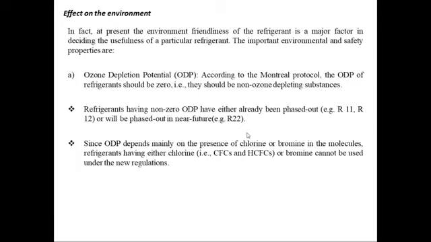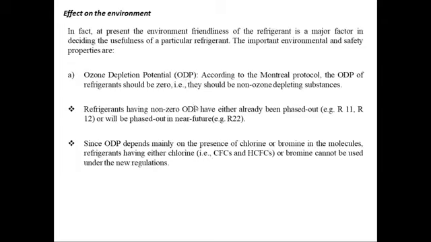Okay, so moving on, effect on the environment. These days the biggest criterion to select a refrigerant is its environmental effect. How does it affect the environment? In fact, at present, the environment friendliness of the refrigerant is a major factor in deciding the usefulness of a particular refrigerant. The important environmental and safety properties are, number one, the ozone depletion potential, ODP, and number two, the global warming potential, GWP.